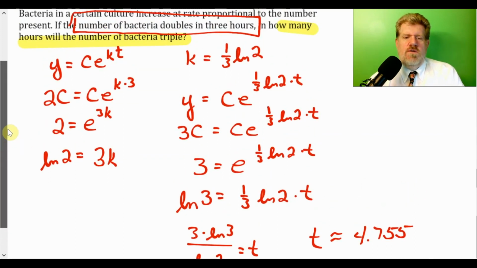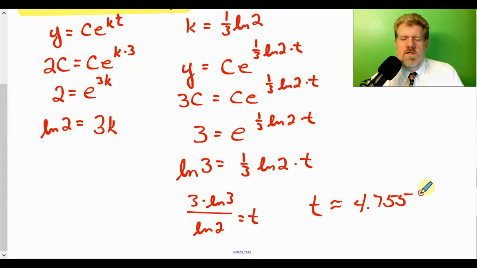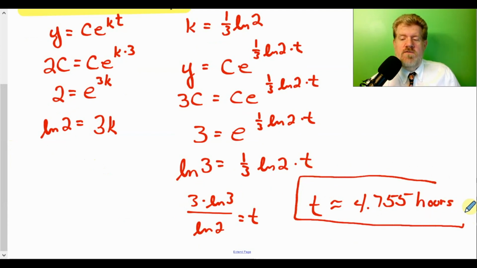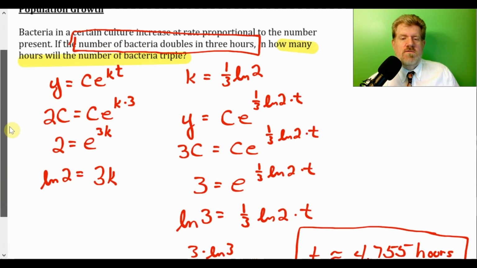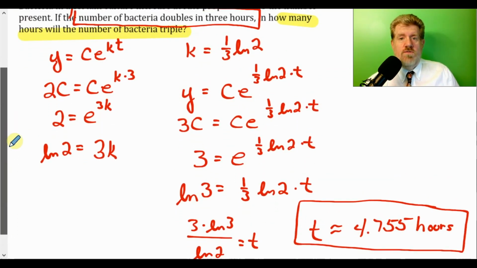And what are we talking about? Minutes? Hours. So it's going to triple in nearly 5 hours. If it does double in 3 hours, then it will take 4.755 hours to triple. That I know for sure.